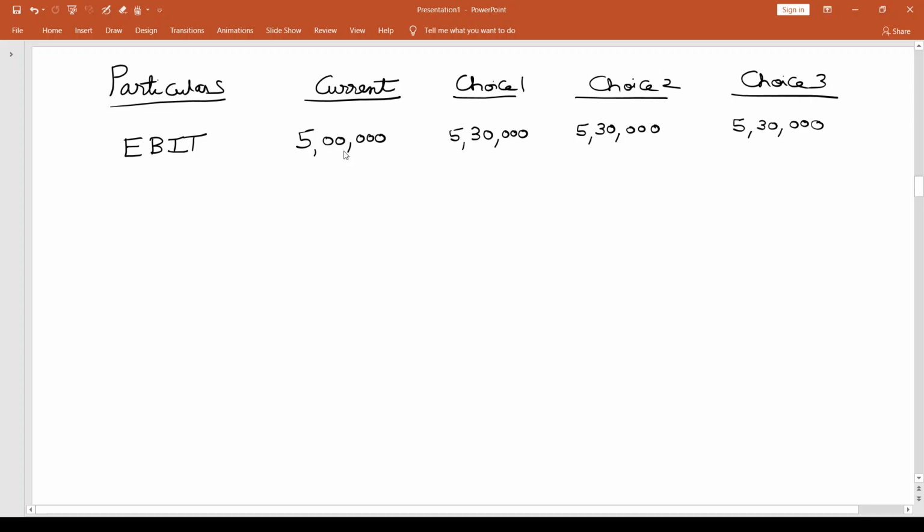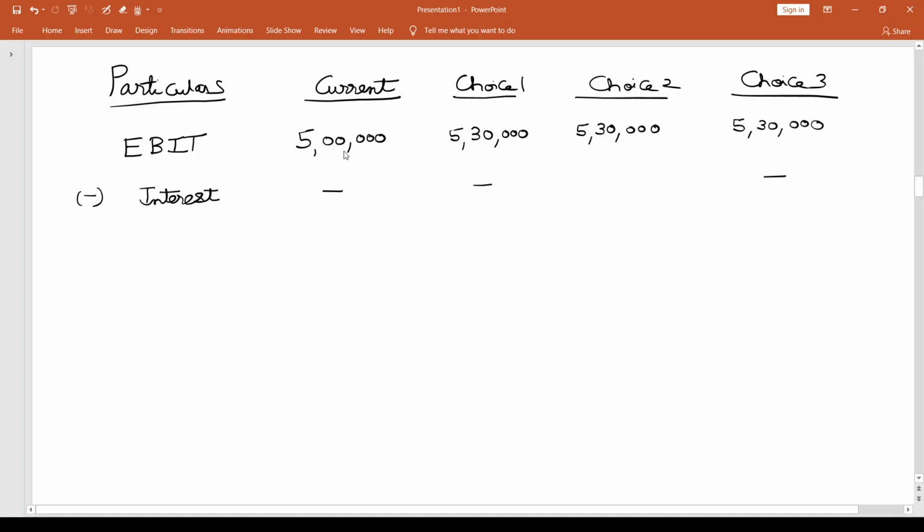And from this, I'm going to be subtracting interest. So I'm going to go all the way up to EPS. So the first subtraction is going to be interest. And right now, the question tells me that the firm is an all equity firm. It has only equity capital, so no interest here. And if it's going to be choice one, again the financing is only going to be in the form of equity, so no question of interest. If it's going to be choice three, the financing is going to be in the form of preference shares, so no question of interest on debt.